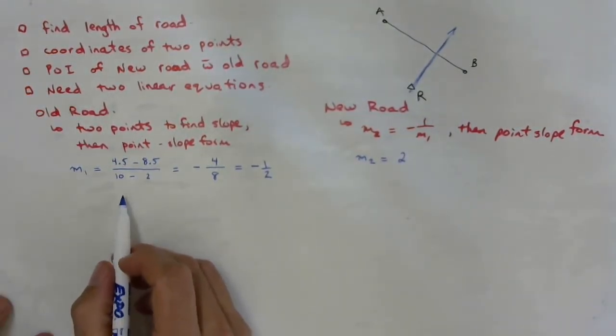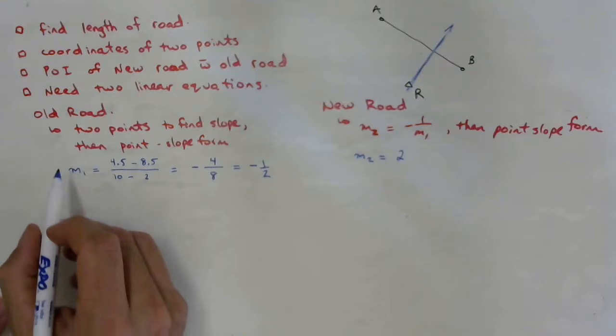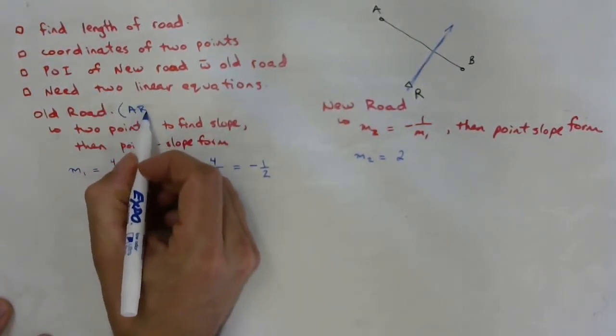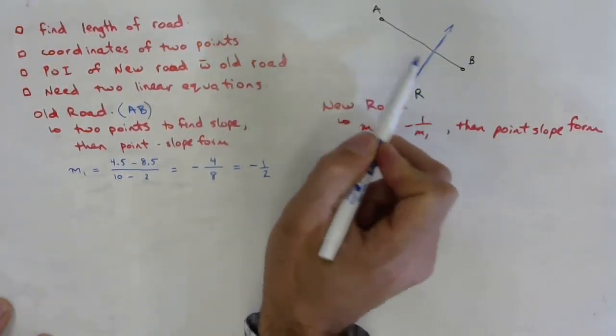Let's head back over to our old road so that we can get an equation for the line. Okay, I'm going to name this line. I know I'm in old road, okay, but I'm going to call that line AB. That's what it is. It's the old road from A to B, right?